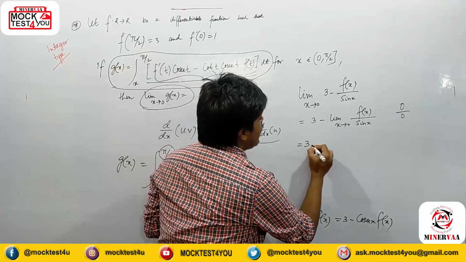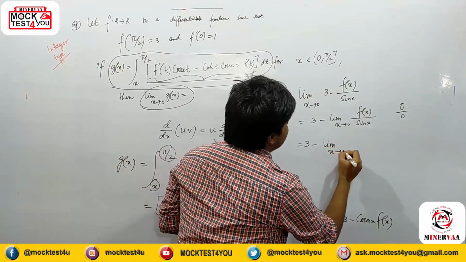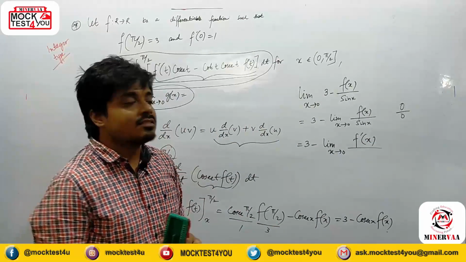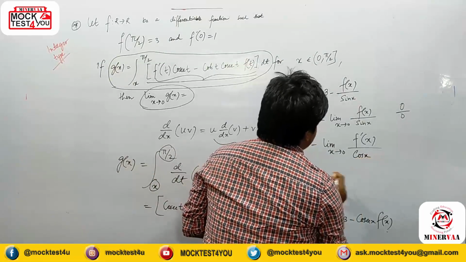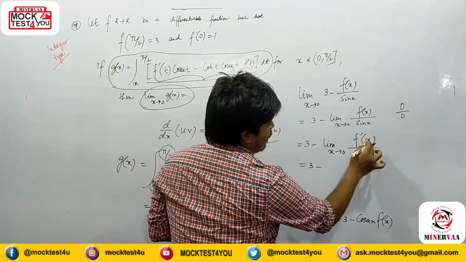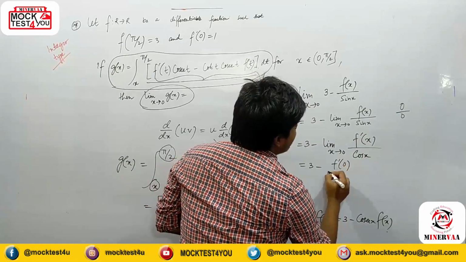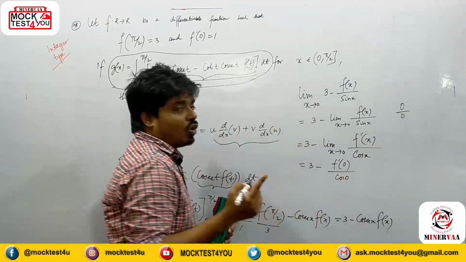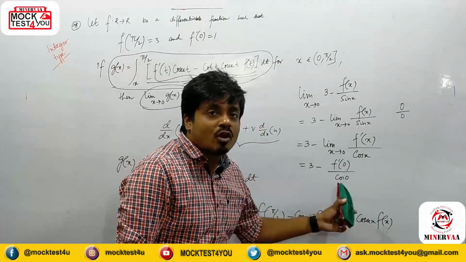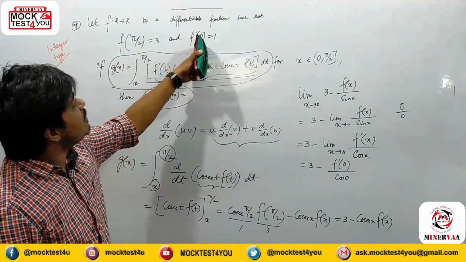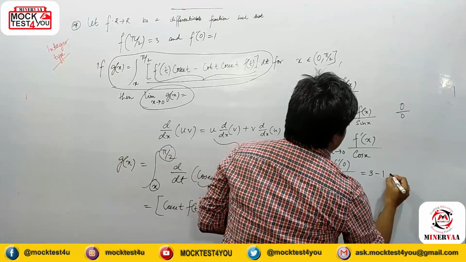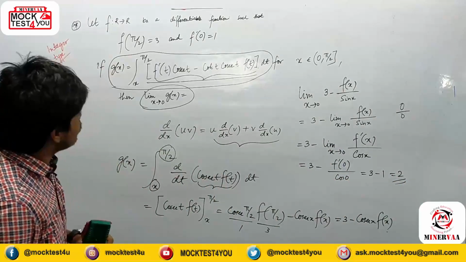So it becomes 3 minus limit x tends to 0 of f dash x. Differentiation of sin x is what? It is cos x. Now you put 0 and tell me what you get. 3 minus, this becomes f dash 0 over cos 0. Cos 0 is 1. That's why I'm putting 0 there, because cos 0 is 1. It's no more undefined. Now what is f dash 0? f dash 0 is also 1. So what do you get? 3 minus 1, that is 2. Am I clear? So the answer is 2.